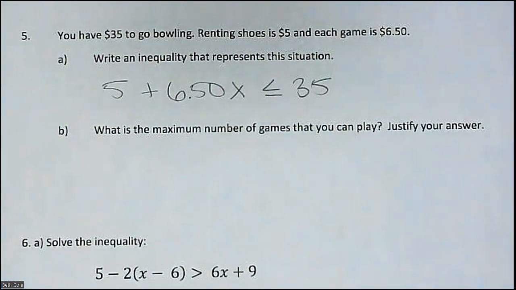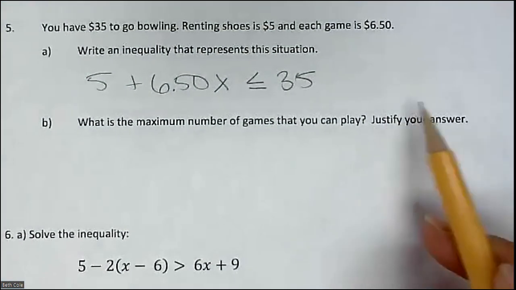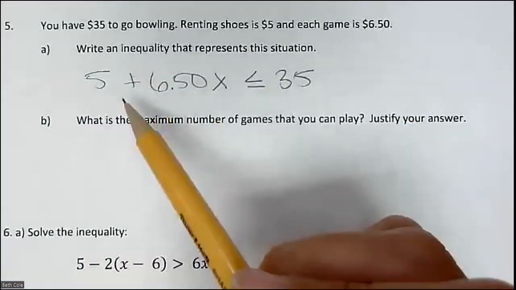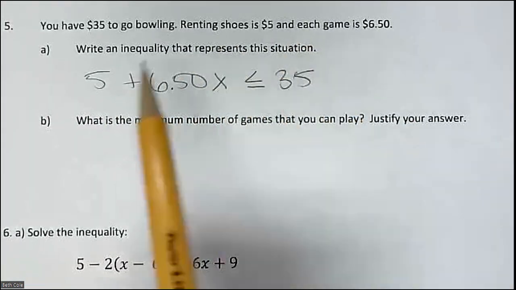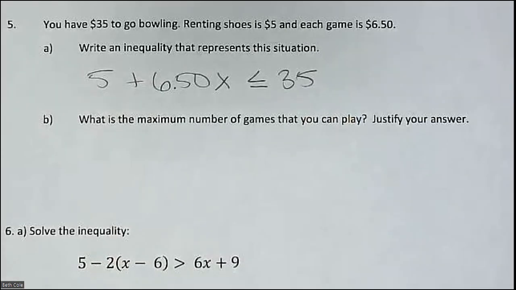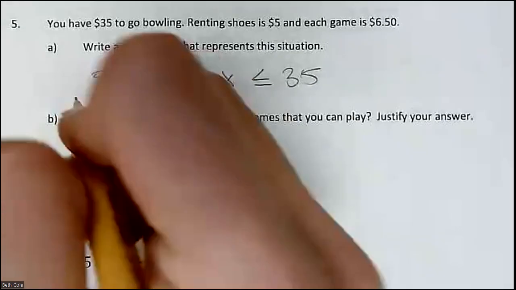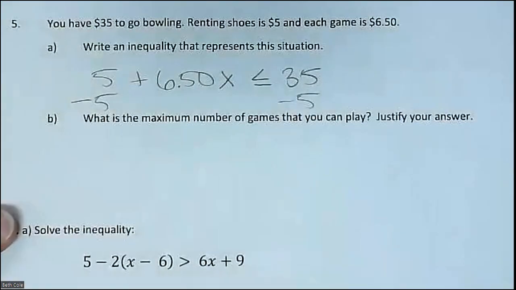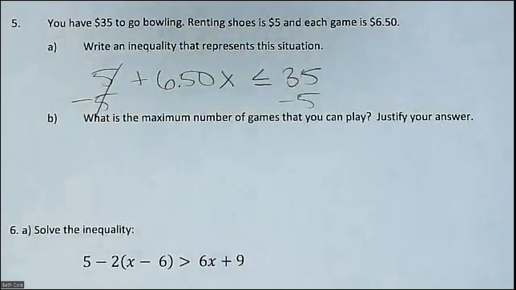You only have $35. So you can spend 35 or smaller than that. You can't spend more than. All right. And it says, what is the maximum number of games you can play? Justify your answer. Listen to me. Justify your answer just means show all your steps for this. So what would you do to both sides to start solving that? Yeah. -5 to both sides. That's the justify, is show your work, basically.